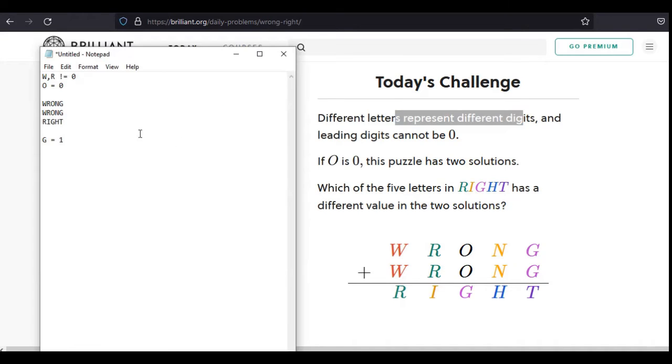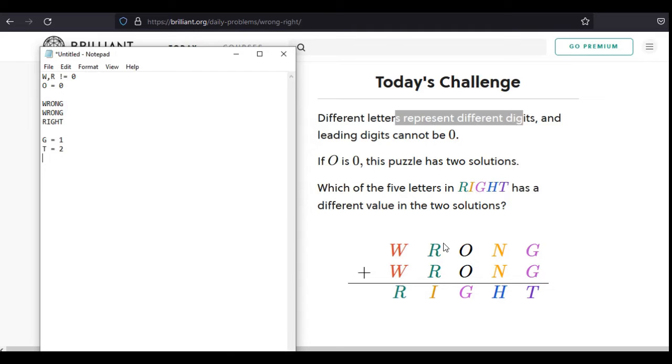So G is 1. That means G plus G is T, so T is equal to 2. N plus N is equal to H. We do not know what N is, so it could be anything. R plus R is equal to I.